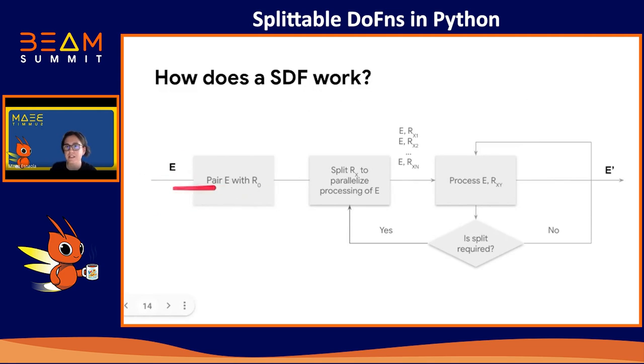Here you have a diagram that represents the whole process, where you take the element with the initial restriction and then you do the initial splits. So you have the element and the partial restriction, or the initial split, and then as it is executing, because of the signals that the runner is getting, it will decide on doing further splits. So we start over again, doing more splits.